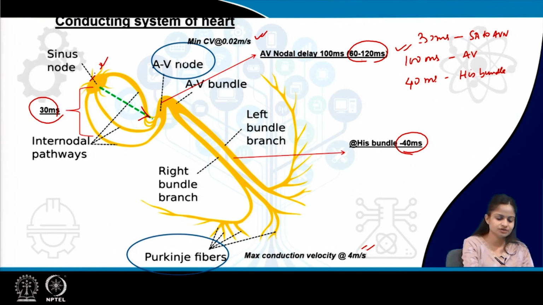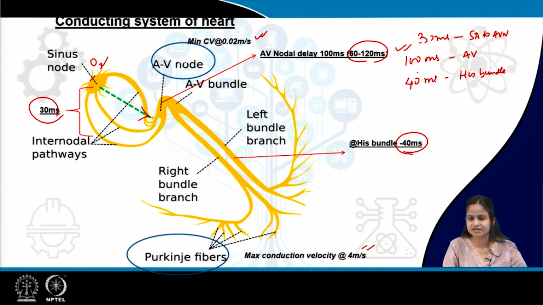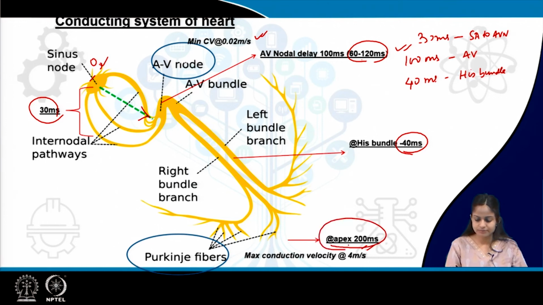If we start with 0 from here, generally at the level of the His bundle, it has taken around 130, 40 and 30, around 170 milliseconds. That means the depolarization will start from the level of 170 milliseconds. From 170 milliseconds till the apex of the ventricles, the depolarization will reach at 200 milliseconds, which means the depolarization occurs in various phases.